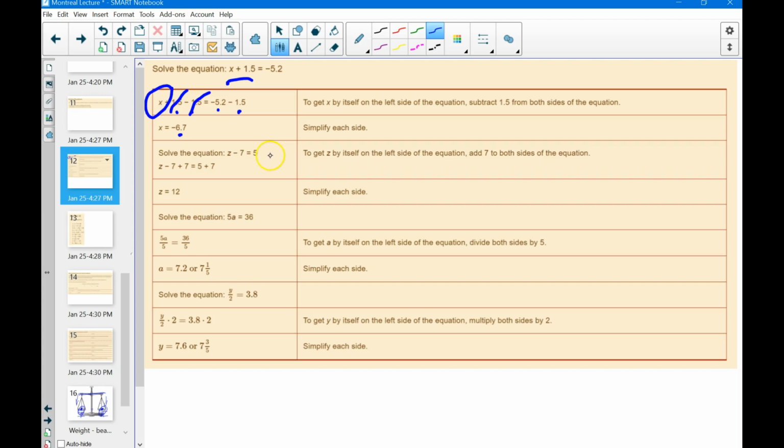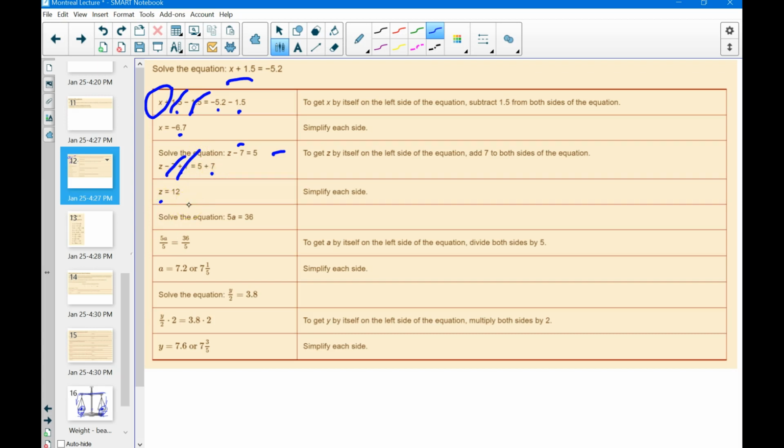Look at this equation down here. We have z minus 7. In order to get rid of that 7, because it's a minus sign, we got to add 7 here. But to keep things balanced and even, we got to add to both sides. So we add 7 over here. Then negative 7 plus 7 disappears, and my z is equal to 5 plus 7.